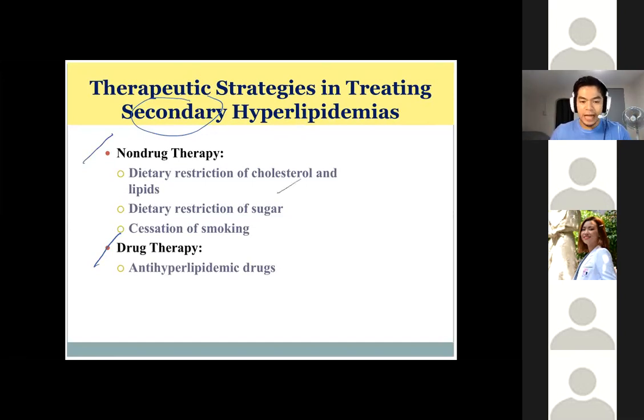Number one, diet. Siyempre, diet. Restrict from eating cholesterol, rich in cholesterol meals and also triglycerides. And then, sugar. Okay, sugar intake. So marami ng mga evidences or studies na nagsasabing related ang diabetes sa obesity. Okay? Kaya part sila ng metabolic syndrome.